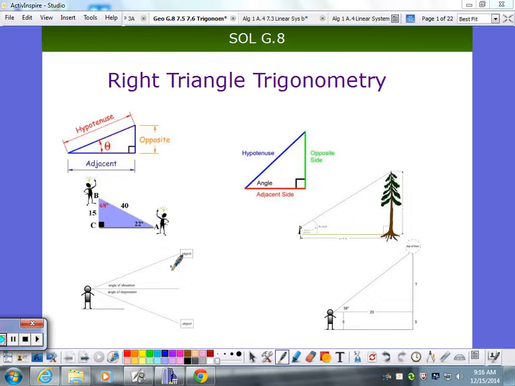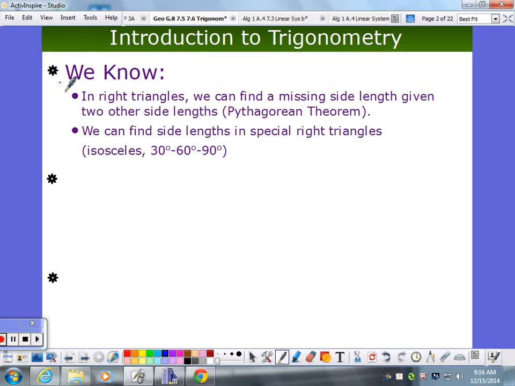some missing sides. We know the special triangles, how to find missing sides. Well, what if I don't have two missing sides? I only know one side of the triangle, but I also know an angle. And that's where our right triangle trigonometry can help us. So what is trigonometry? You can find missing side lengths if you have two other side lengths using the Pythagorean theorem. And you can also use some of these special right triangles.